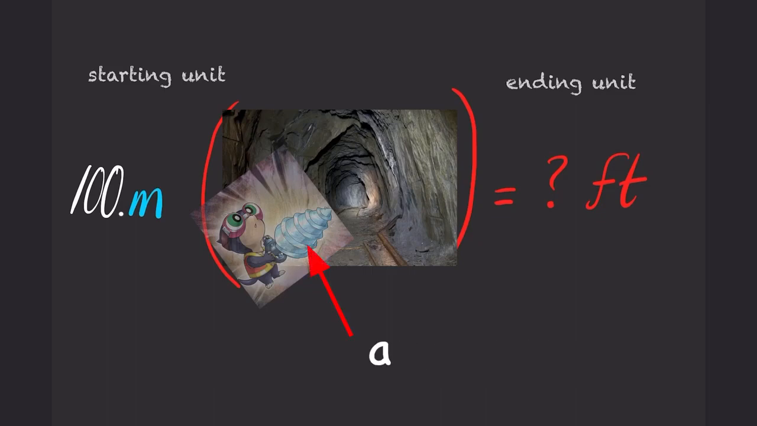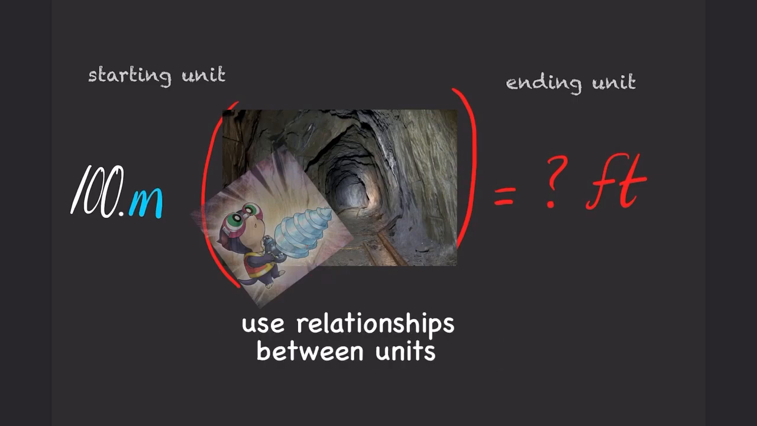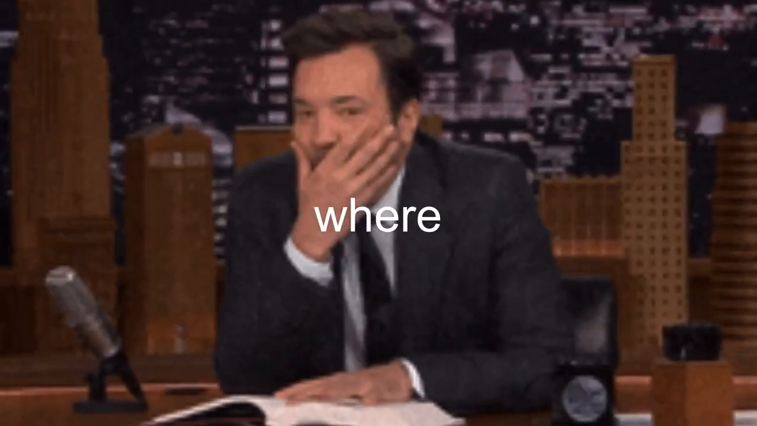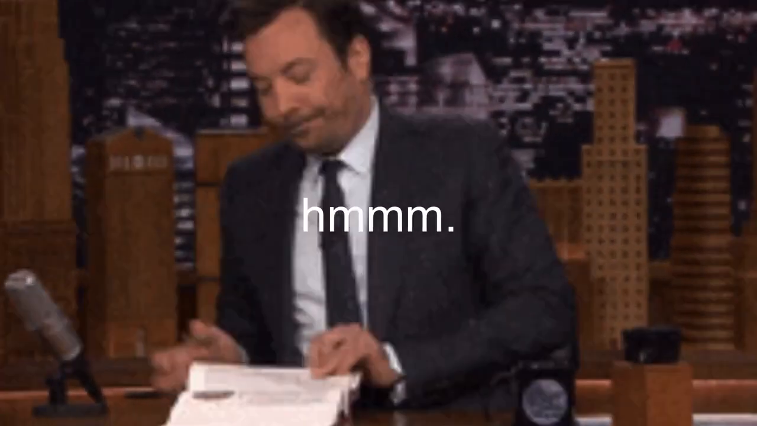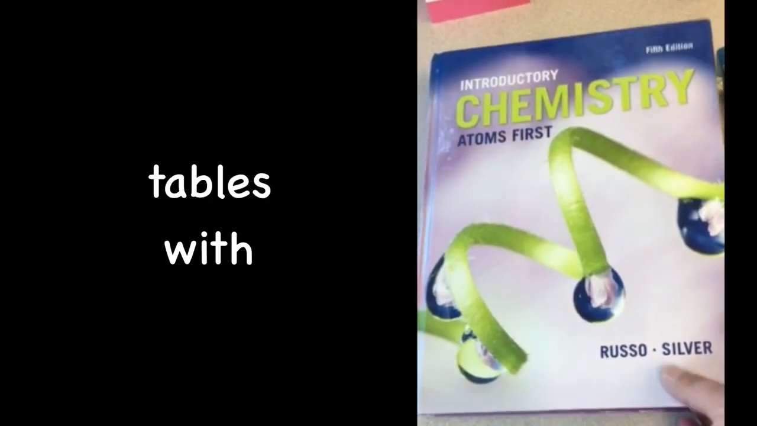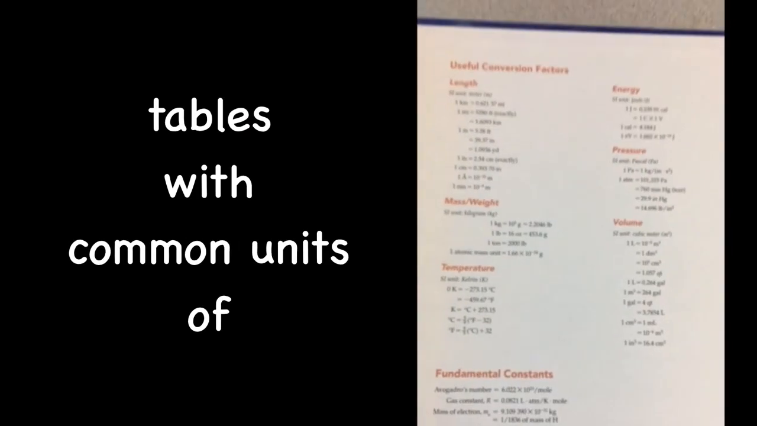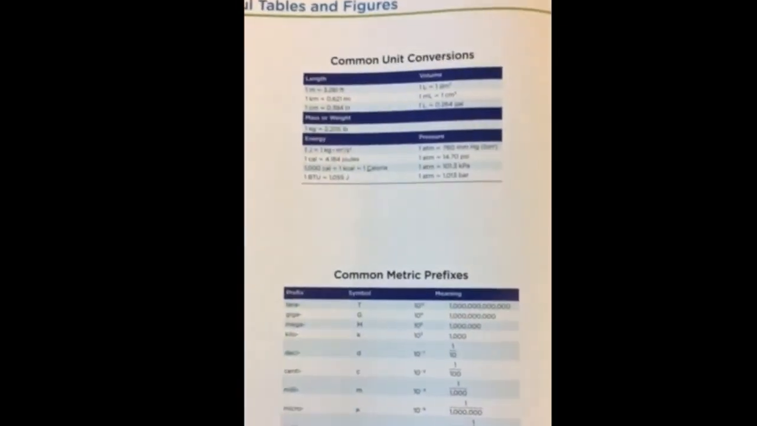A conversion factor is just a ratio that relates units. So we use relationships between units to build the conversion factors. Where do we find this information? And how do we use it to make the ratios? Tables with relationships between common units of measure can be found on the cover or in an appendix of your chemistry textbook, or easily on the internet.